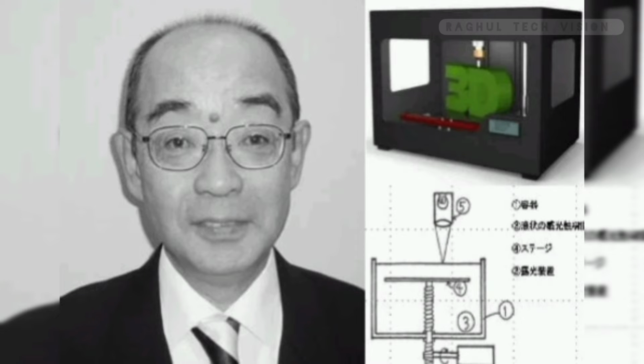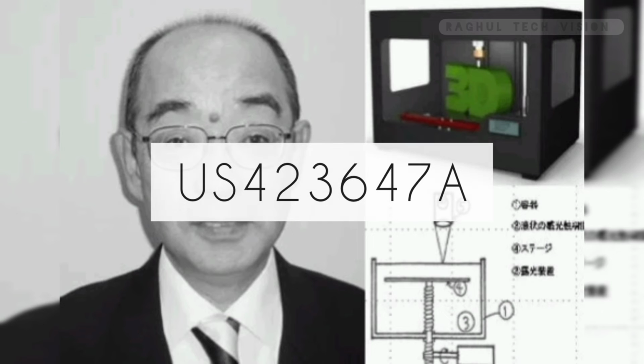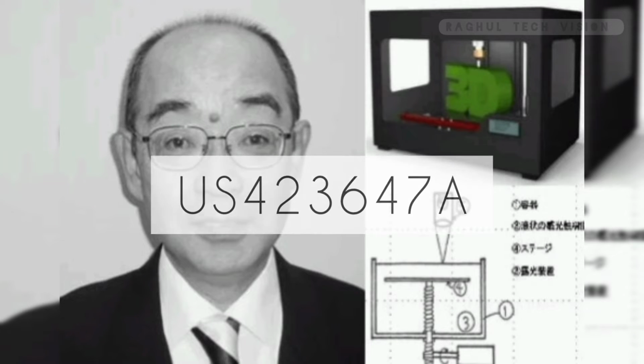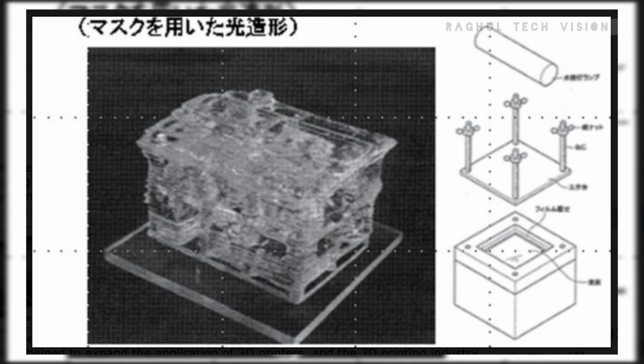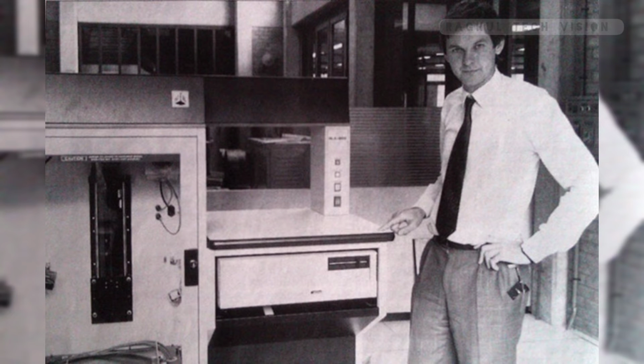He also invented a decorative article, as stated in patent US 423647A, which was built on Ralph Baker's work in the 1920s for decorative purposes. Hideo Kodama's early work in laser cured resin rapid prototyping was completed in 1981. His invention was expanded upon over the next 3 decades.